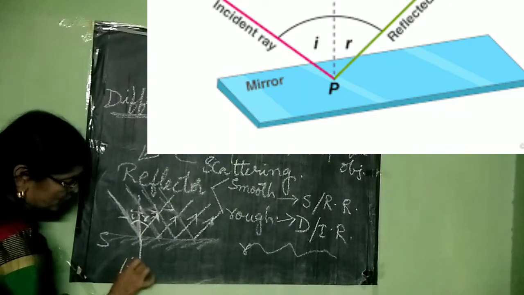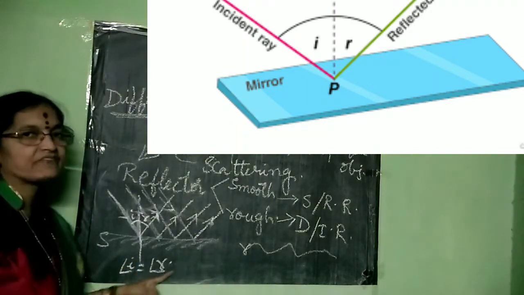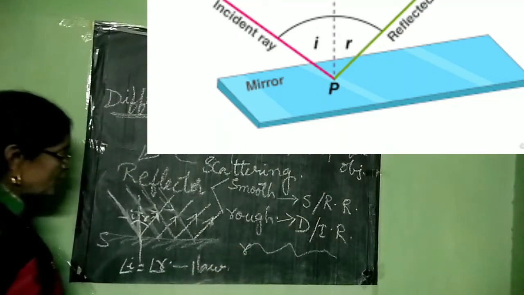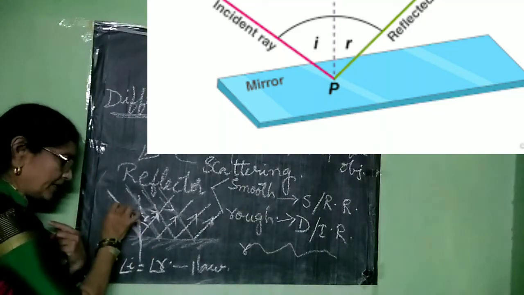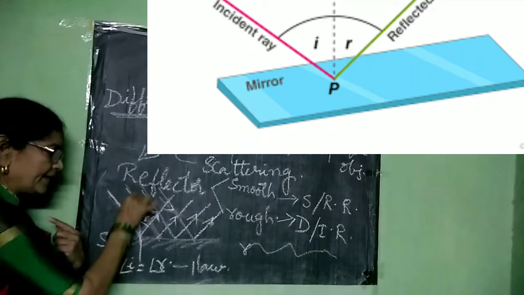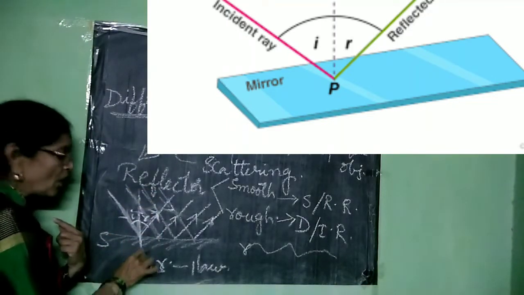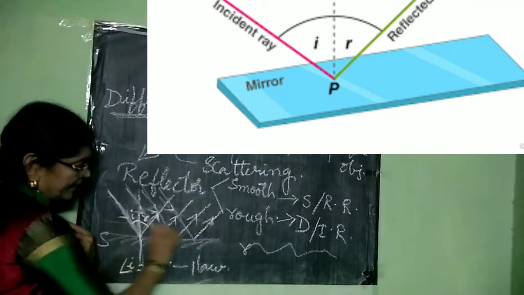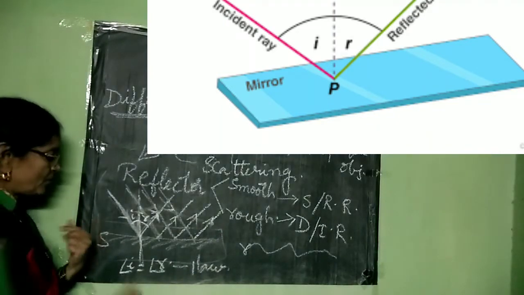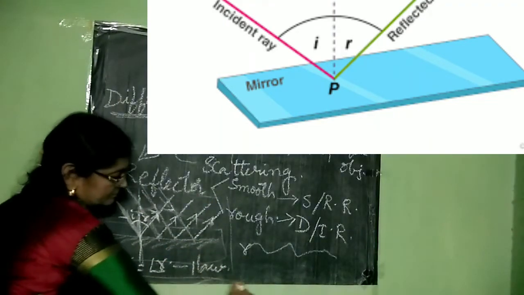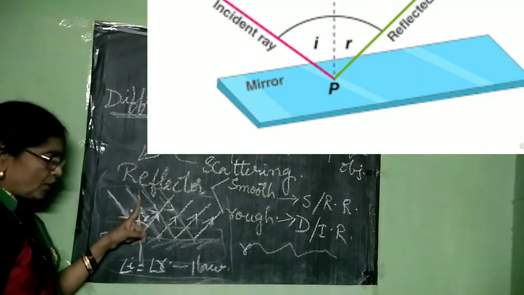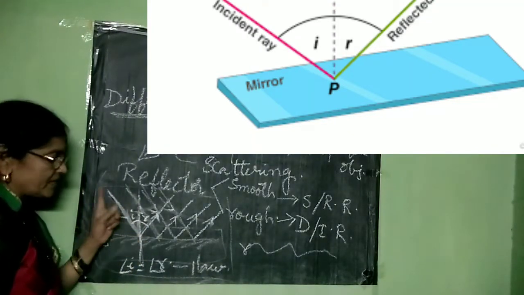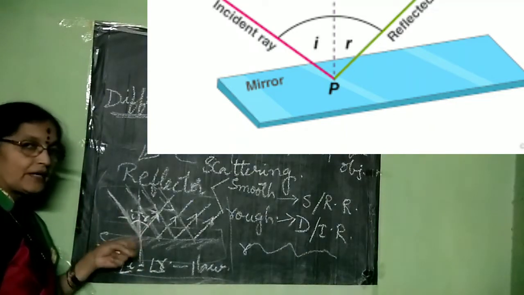Angle I is equal to angle R. This is the first law of reflection. Now coming to the second law: the incident ray, the reflected ray and the perpendicular drawn to the reflector all lie at the point of incidence on the same plane. So they are all lying in the same plane. The reflected ray, incident ray and normal to the reflector all lie at the point of incidence on the same plane. This is the second law of reflection.